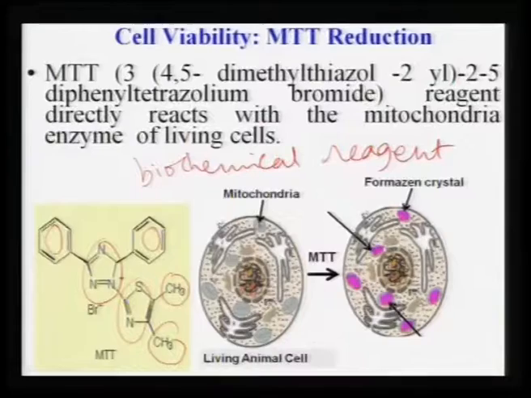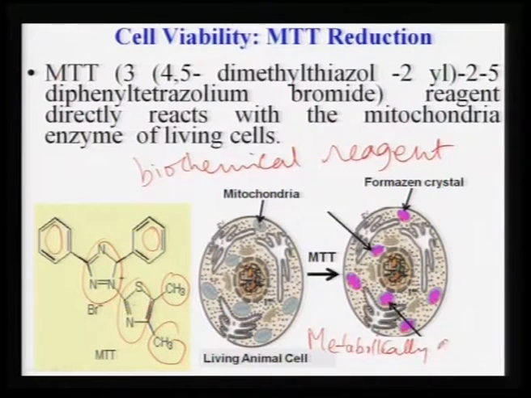So, if there are fewer viable cells, this violet color intensity, the optical density also, will be less. So, from that optical density you can directly say that higher optical density means more viable cells are there, less optical density means fewer viable cells there. And viable here, as I have mentioned, means metabolically active cells.